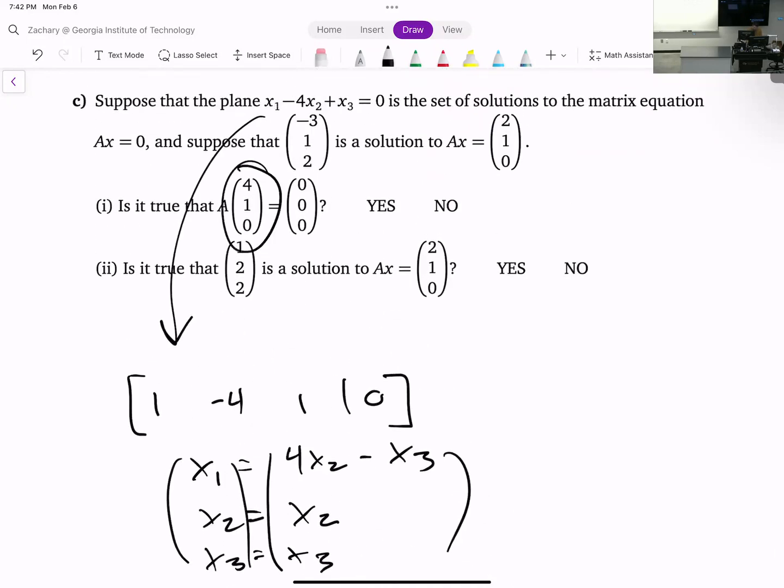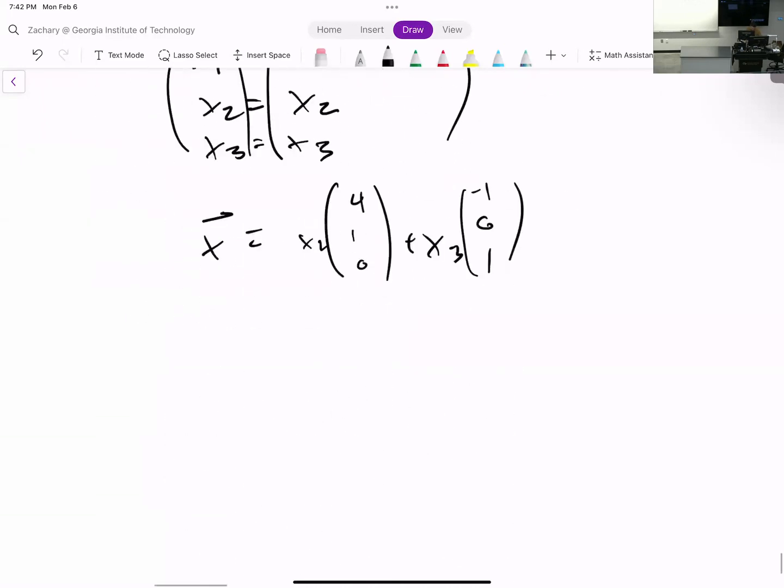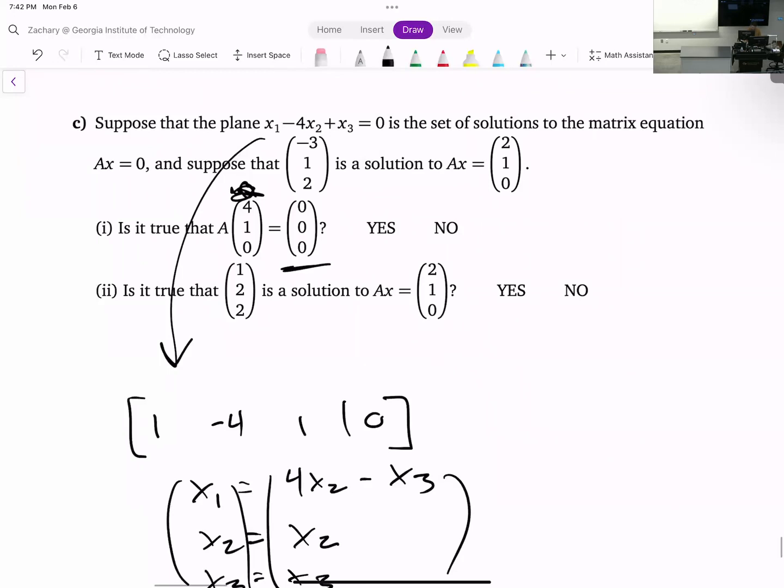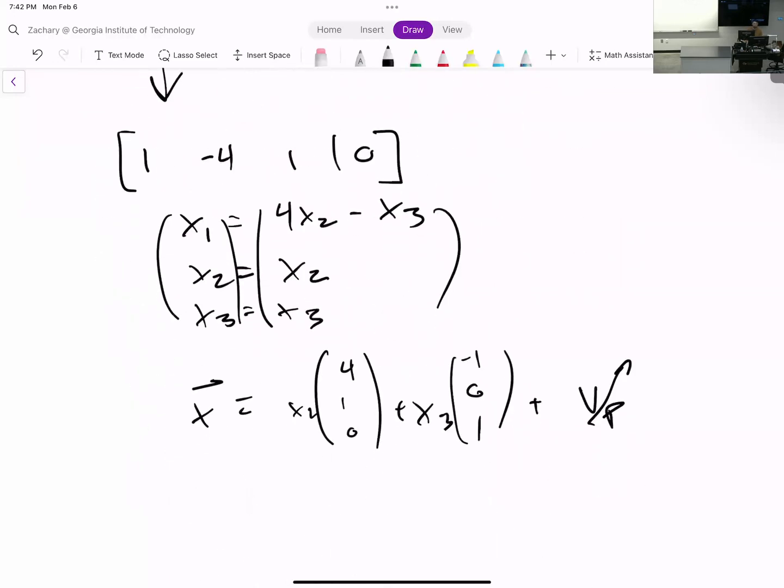Is it true that this gives us this? What this is asking is, is this part here a solution to this? True or false? True. Something to note is we always have this plus particular solution, but b is 0. So what does that mean our particular solution is? 0. It's not here. It's gone. So this is what our solutions are going to look like. Can we get (4, 1, 0) from these two vectors? How? x3 is 0, x2 is 1.